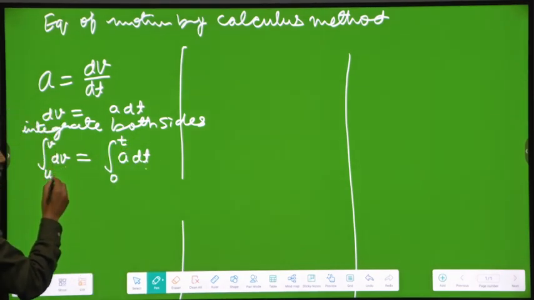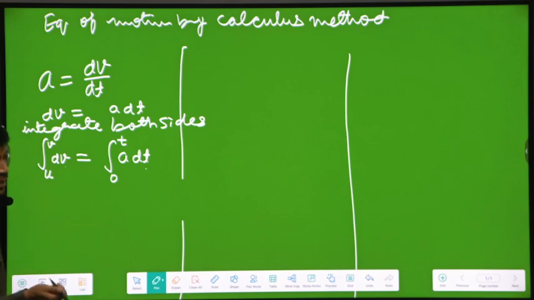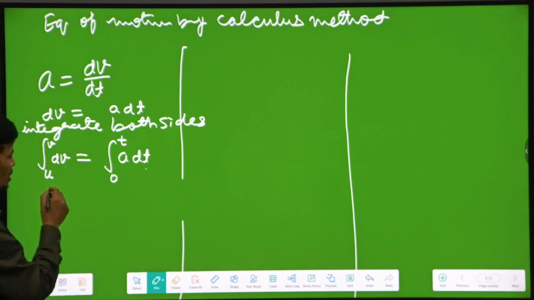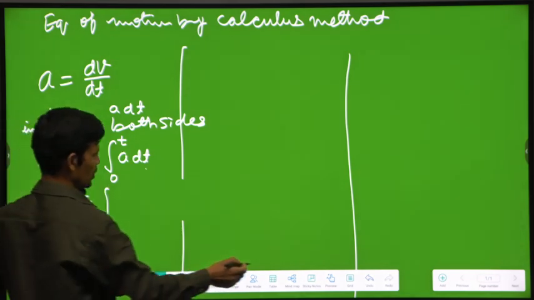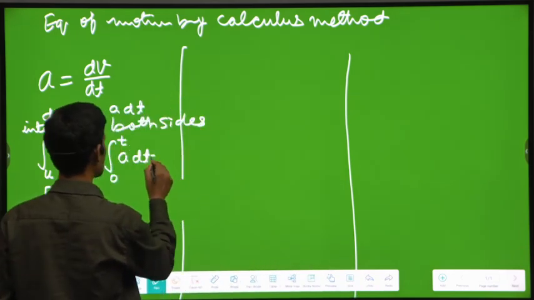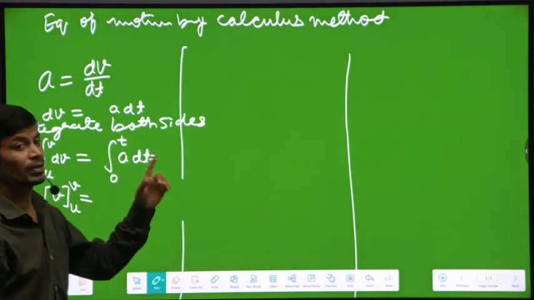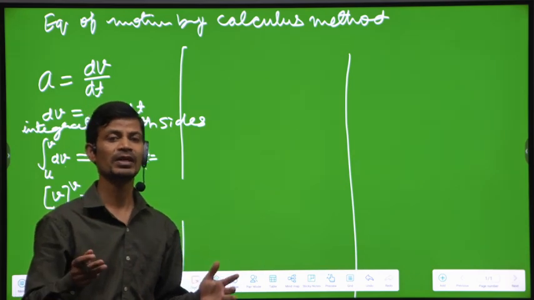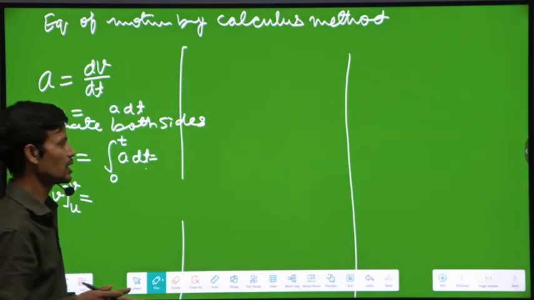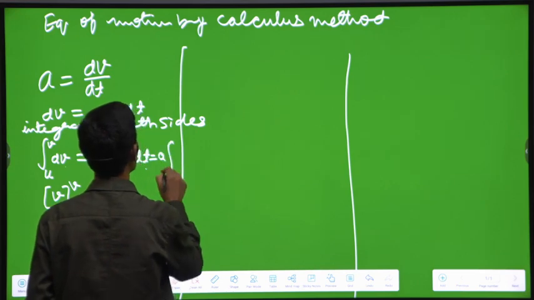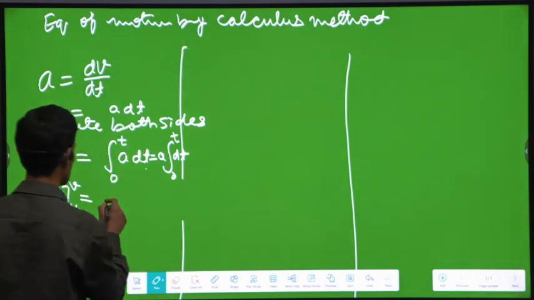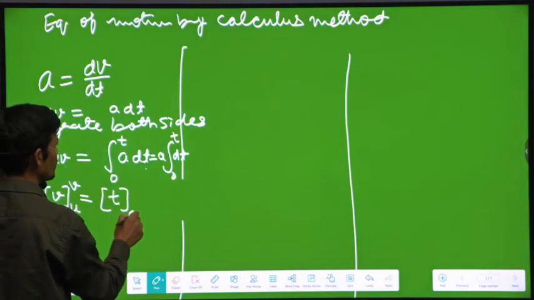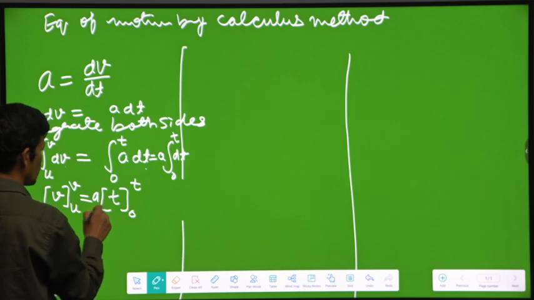So integration of dv is v. Here also, see, a is a constant. Why is a a constant? Because these equations are applicable for the constant acceleration case only. So a is a constant, so only the integration will take place for dt. So that is t with limit 0 to t, a of course outside.